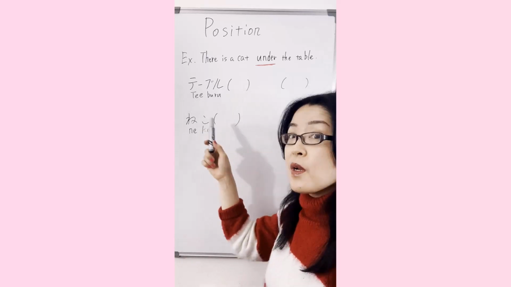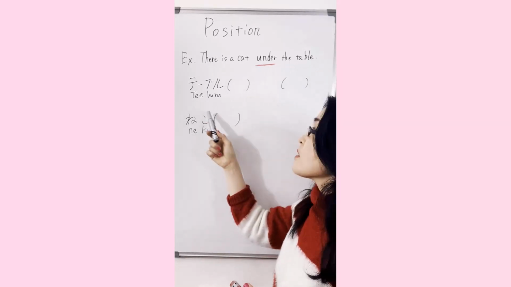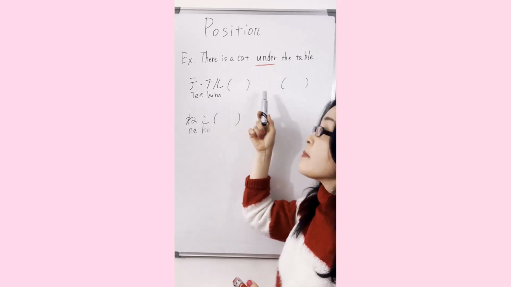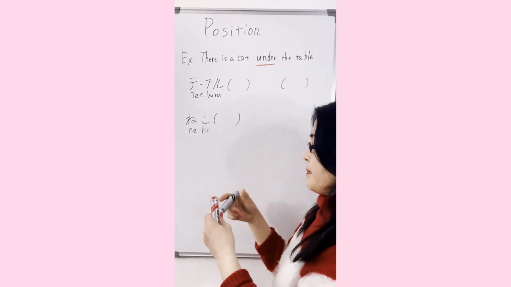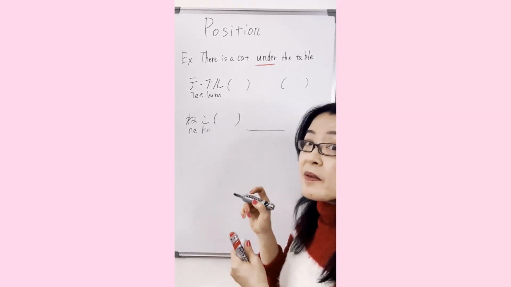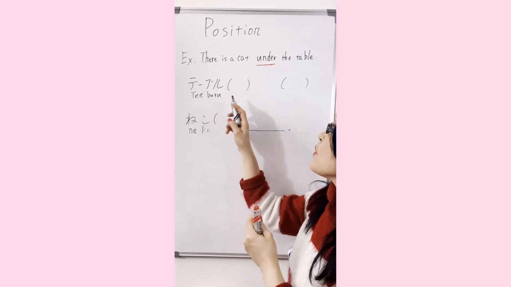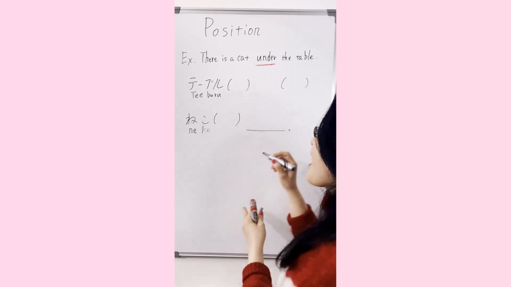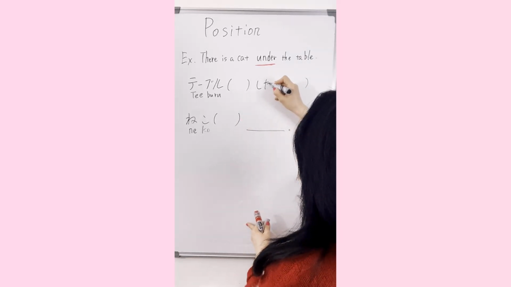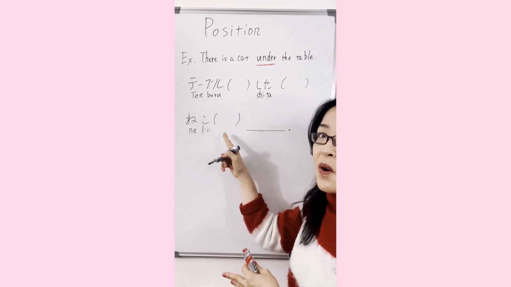So, I give you two words. Table means the table. So, table. Neko. And then, what's the verb? Can you get it? So, table. Here is under. What is under? Shita. Yes, shita. Table. Shita. Neko.